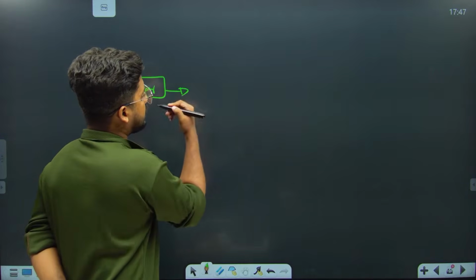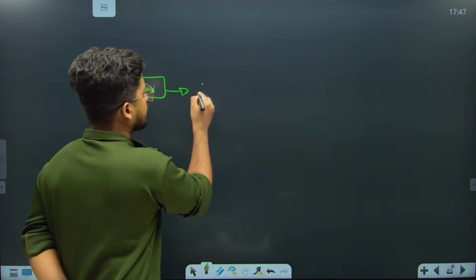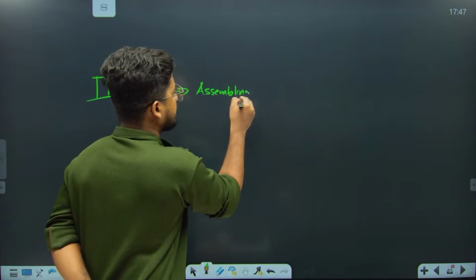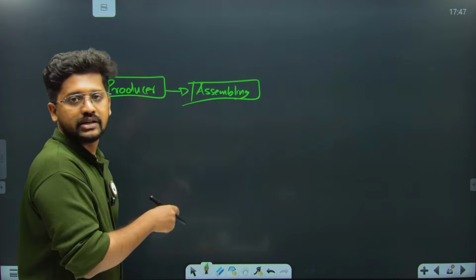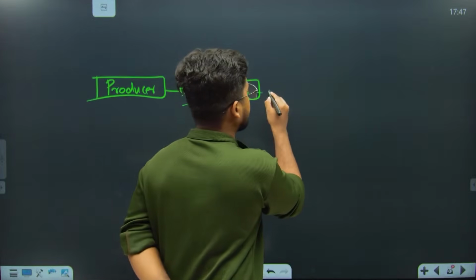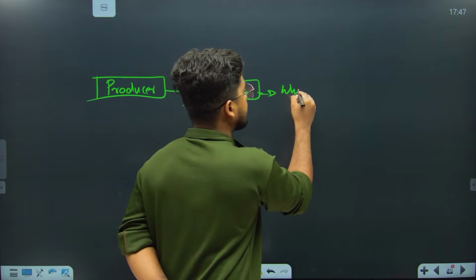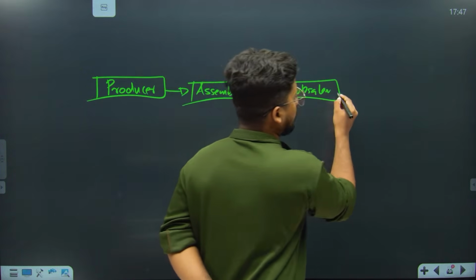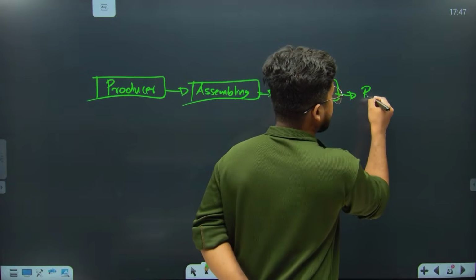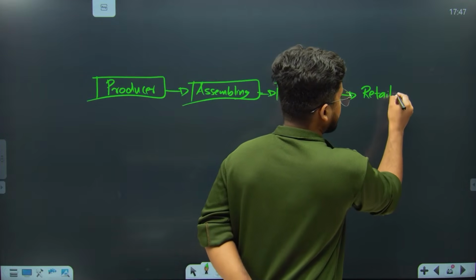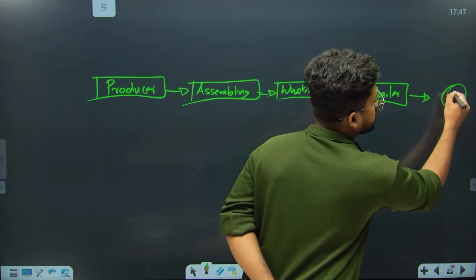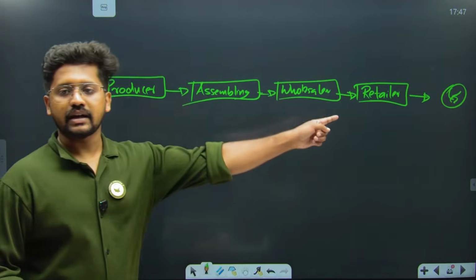We'll be starting with the producer. Then there will be an assembling stage, done with a village trader. Then after that, it will be sold to a wholesaler. Then this wholesaler will be selling this to a retailer. And finally, this comes to the consumer's plate. That is none other than your consumer.